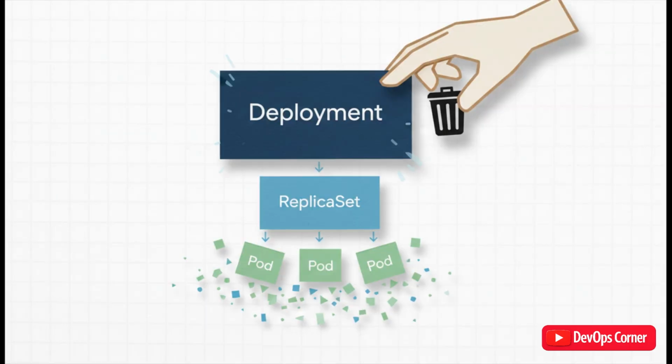And when we're all done with our experiment, cleaning up is a breeze. We just have to delete the top-level thing we created, the deployment. Kubernetes is smart enough to know that the deployment owns a replica set, and the replica set owns the pods, and it will automatically clean up everything for us.